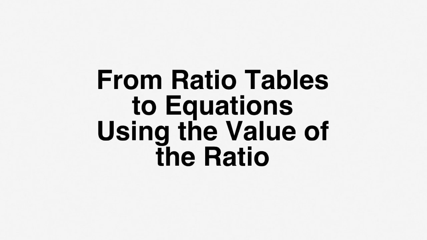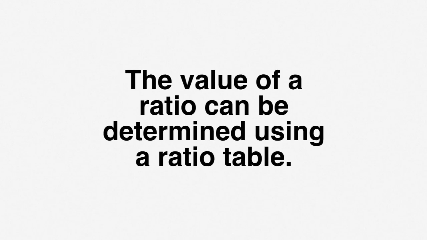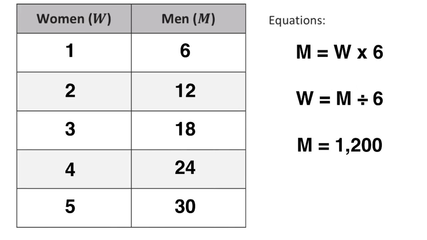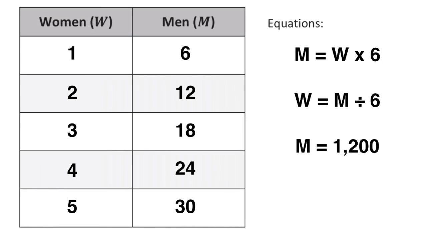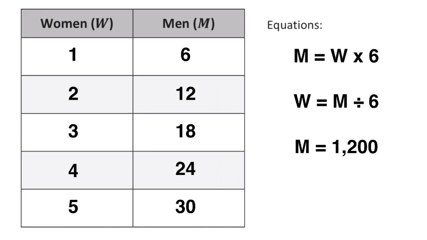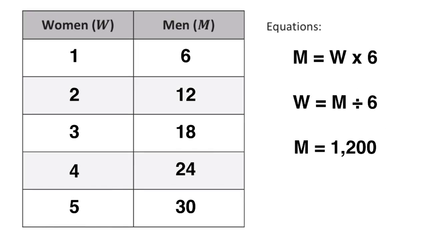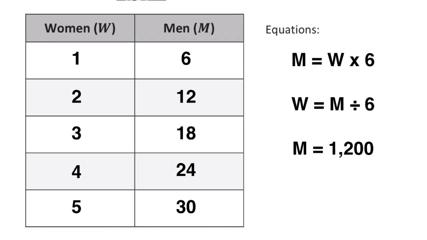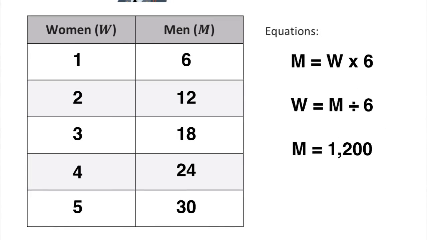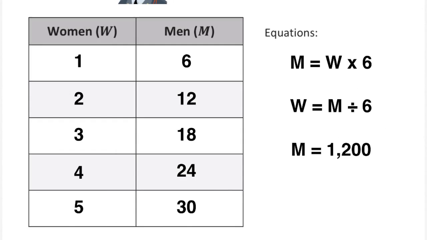So, summing up everything we've worked on today, going from ratio tables to equations, we've been reminded that the value of a ratio can be determined using ratio tables, and that from there, we can use that found value to make an equation that also represents the ratio. So we've used ratio tables, found their relationships, looked at the value of the ratio from the ratio table, and then turned it into an equation which can further help us in determining information.